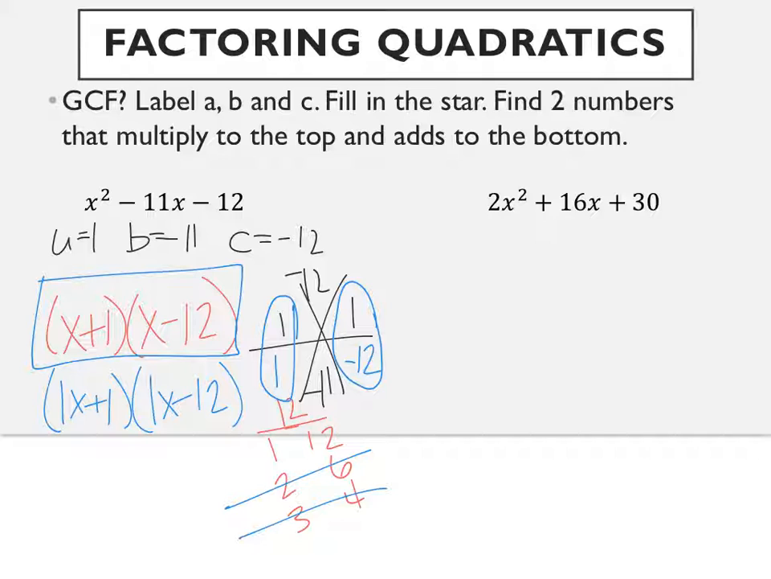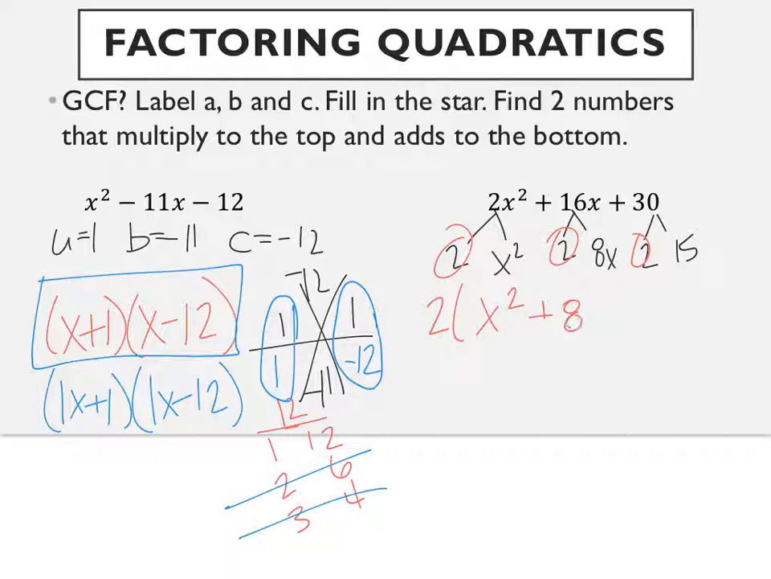All right, last one we're going to do together. So again, I have 2x squared, 16x, and 30. This time I notice that 2 will divide out all three of those terms. So that's going to leave me with x squared, 8x, and 15. So I have my greatest common factor of 2, then x squared plus 8x plus 15.